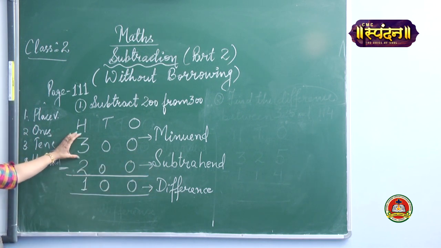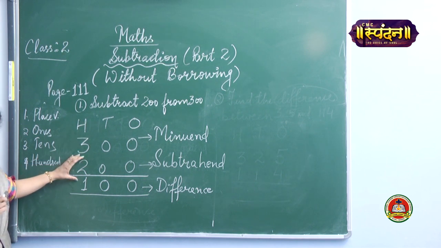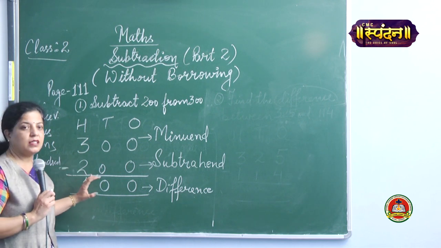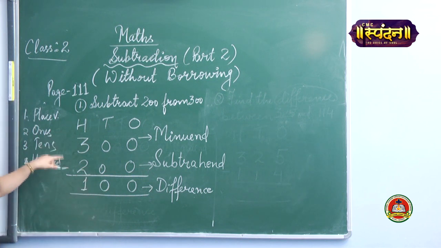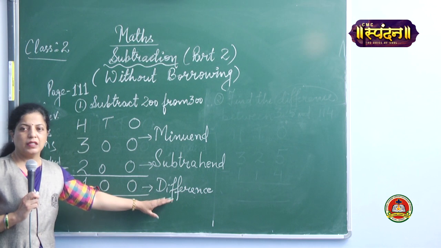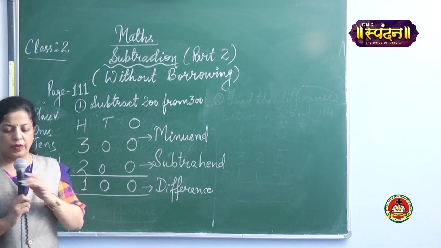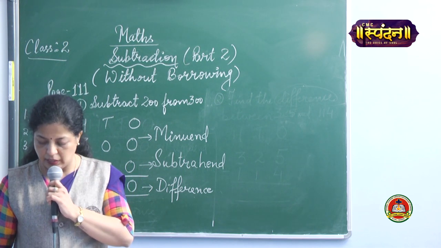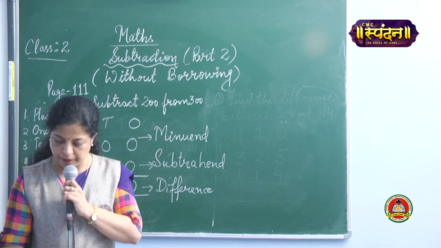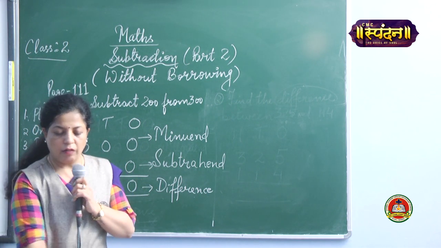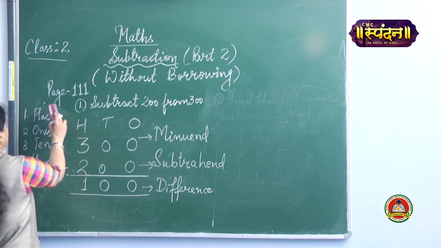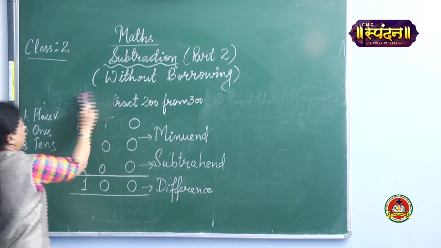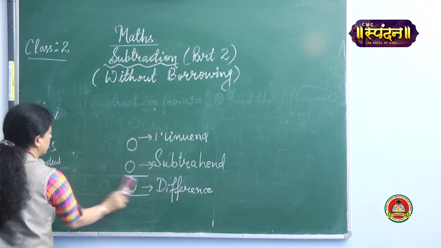The bigger number from which another number is subtracted, that number is minuend, and the number which is being subtracted is known as subtrahend, and the answer which we receive from doing the subtraction is named difference. Okay, so this way you will get the answers of your questions 1 to 16 on page number 111.